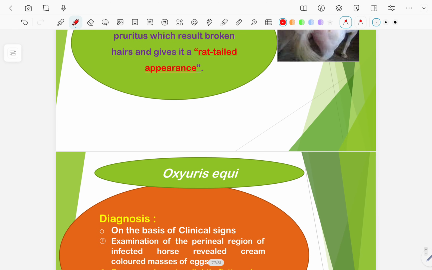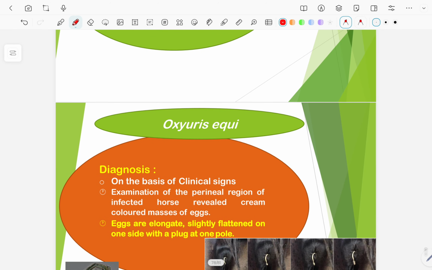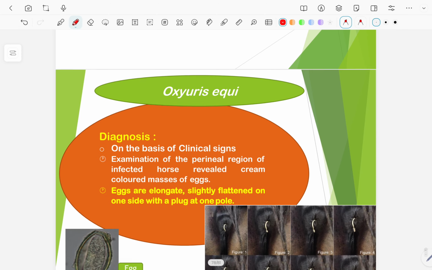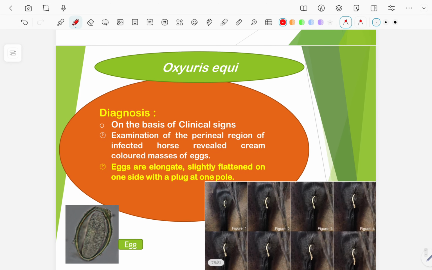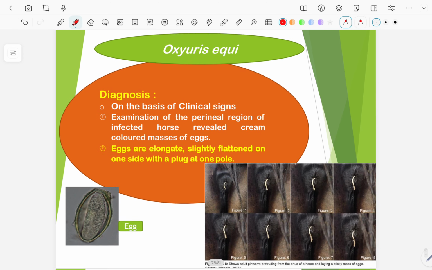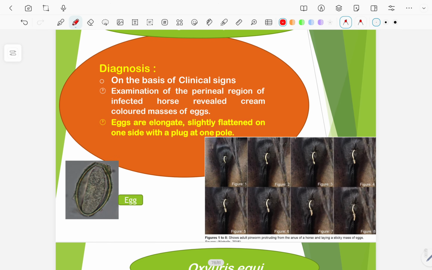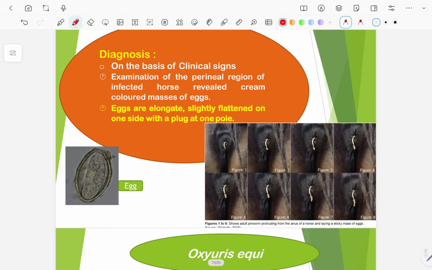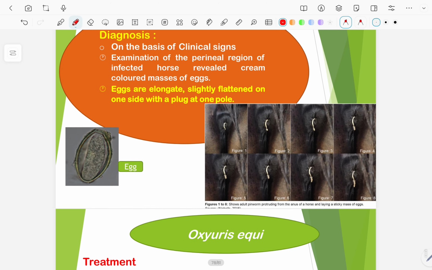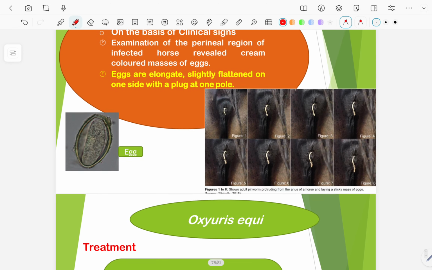Oxyuris equi diagnosis is on the basis of clinical signs. Examination of the perineal region of the infected horse reveals cream-colored masses of eggs. The eggs are elongated, slightly flattened on one side with a plug at one pole.